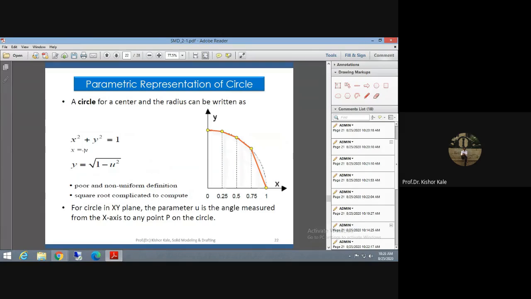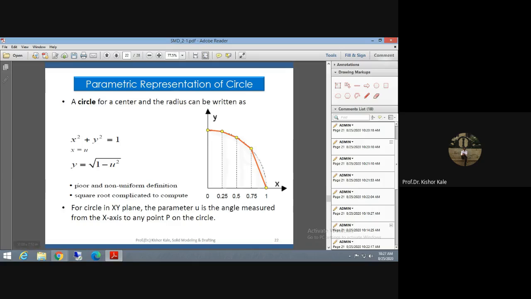Now substitute x as u, as the parameter. Then what can we write? y will be equal to the square root of 1 minus u square. Can you write this equation? In this equation, we put x as u, so it will be u square plus y square equals 1. So y will be equal to the square root of 1 minus u square. Correct?